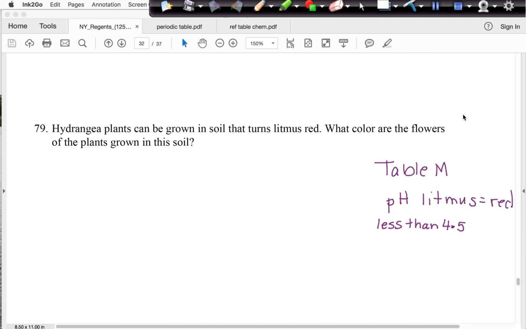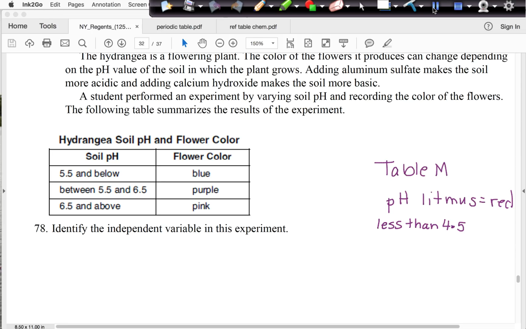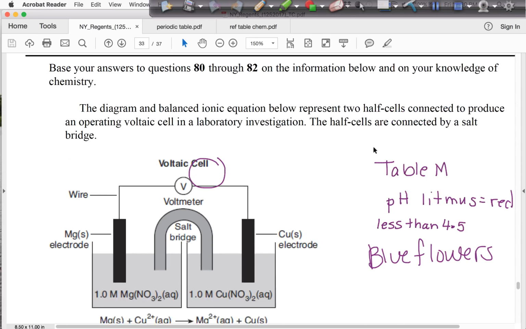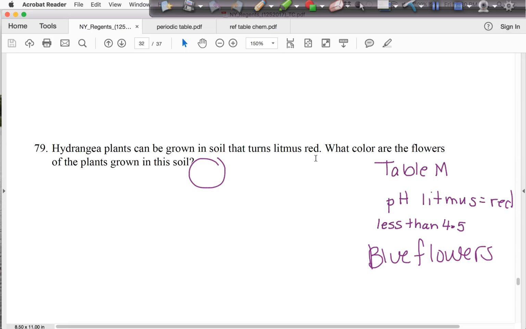So now the next part of the question was, what color are the flowers of the plants grown in the soil? So we're going to need to look at that table to find out what color are the flowers in a pH of less than 4.5. So here is that table that was with the reading. Remember I said you always have to look back at the reading for every question that is based on that reading. And if we look, less than 4.5 is going to be a flower color of blue. So we're going to say that the flowers are going to be blue for number 79.